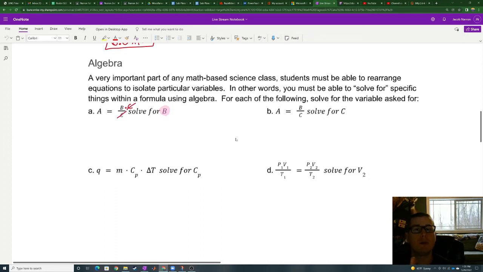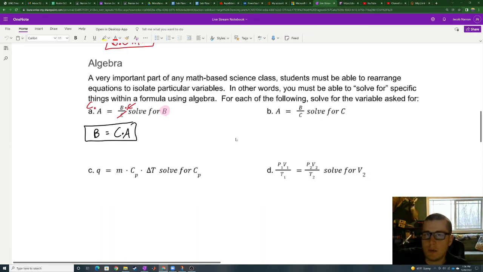Okay, but remember, whatever you do to one side of the equal sign, you have to do the other side. So I've also got to multiply C over on the left side as well. Let's rewrite this. So B is equal to C times A. Done. I isolated the variable. That's it. That's all I wanted you to be able to do, okay? We want to get something by itself. Let's look at B now.